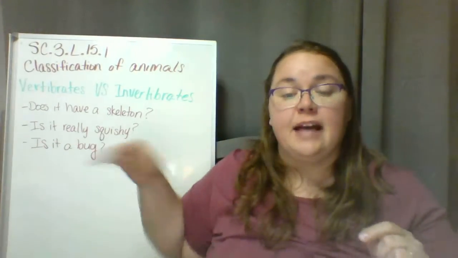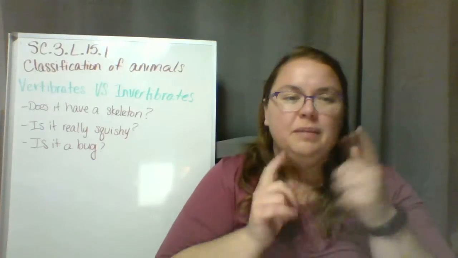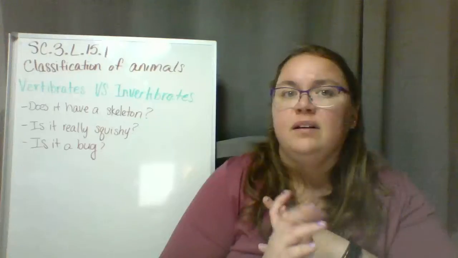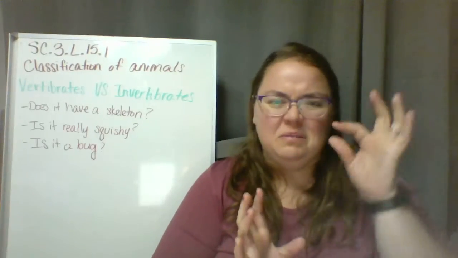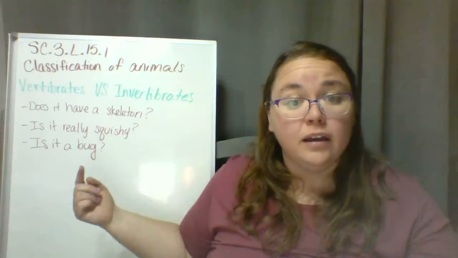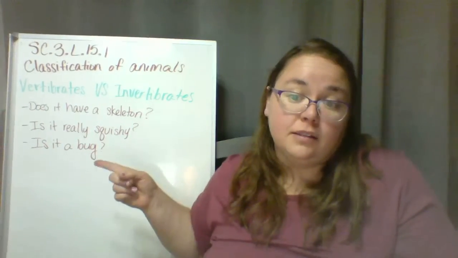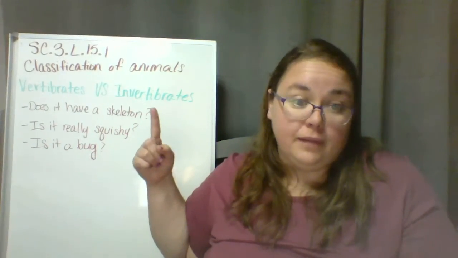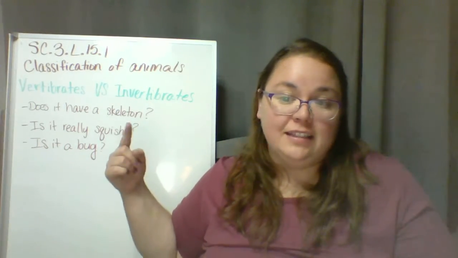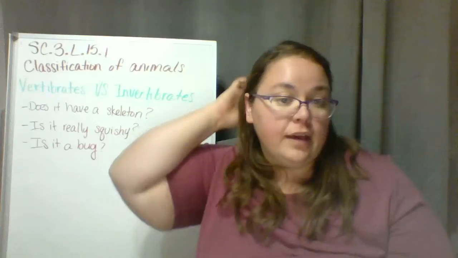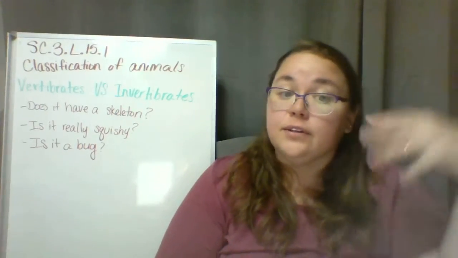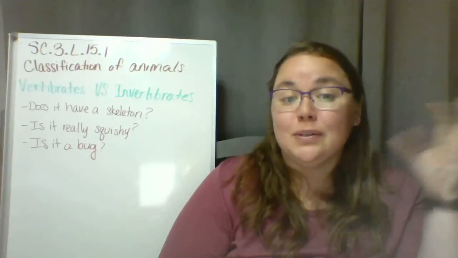Which takes us to the last one, because you think about, like, spiders aren't really squishy. Beetles aren't really squishy. When I think of a ladybug, I don't think of something that's real squishy. It's kind of hard. Is it a bug? Because if it's a bug, it's an invertebrate. Bugs, invertebrate. Okay? Super squishy, probably an invertebrate. Has a skeleton, vertebrate. Okay, so these are your questions. You need to kind of filter these examples through your head.